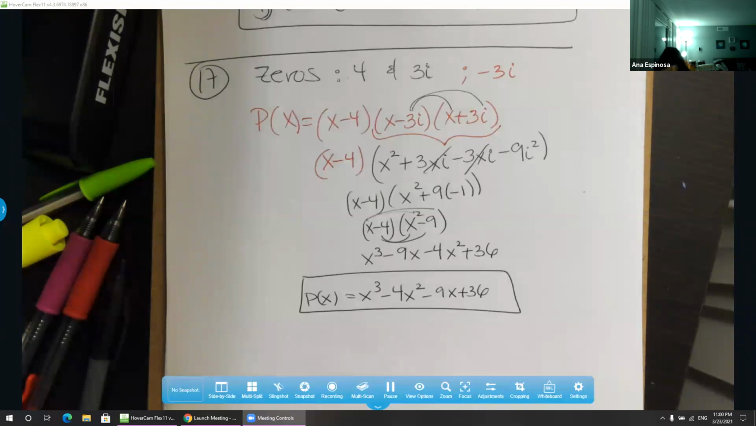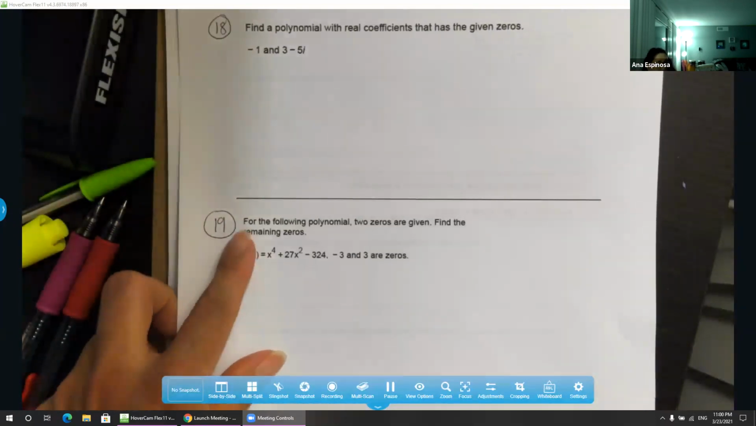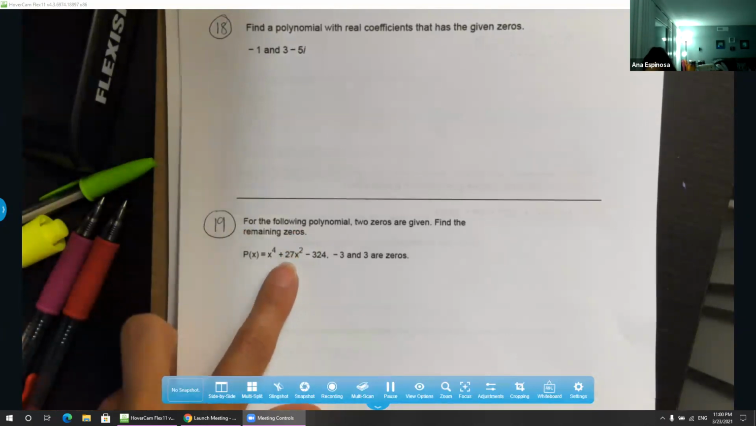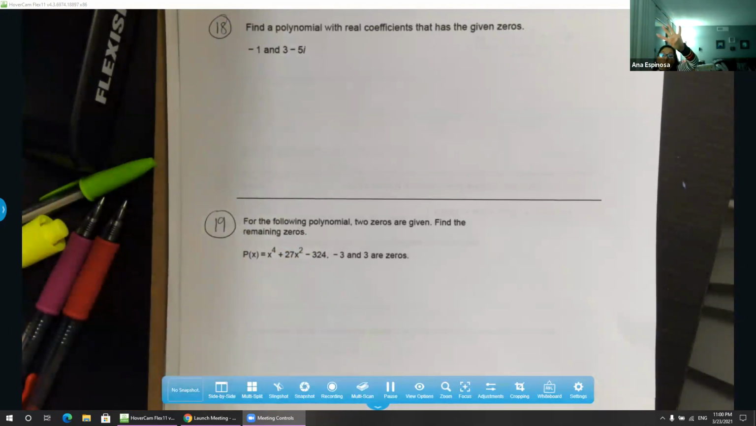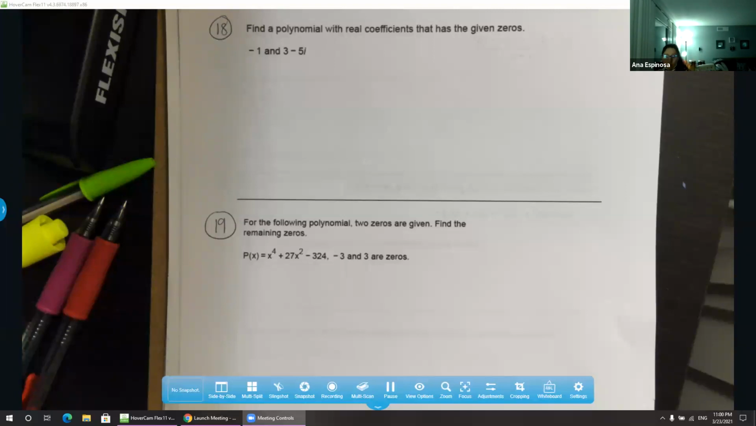We try the next one. Okay, the next one says, we already kind of did this already, but I'm going to run through the procedure. For the following polynomial, 2 zeros are given, find the remaining. How many do you have? Total 4. 4 in the complex world. There are 2 given to you, you find the remaining 2, whether they're complex or whether they're real, that's not the point. You have to have a total of 4.